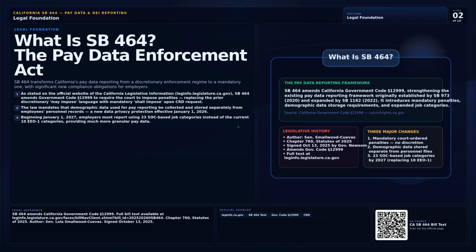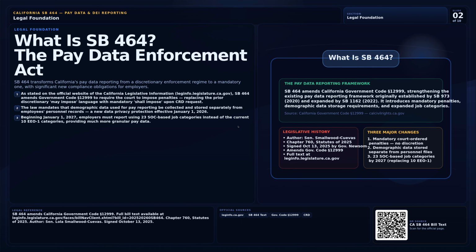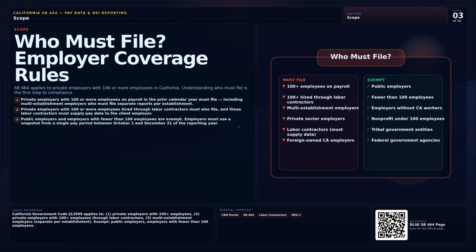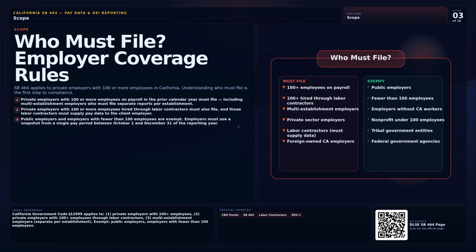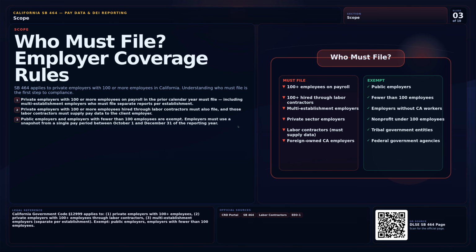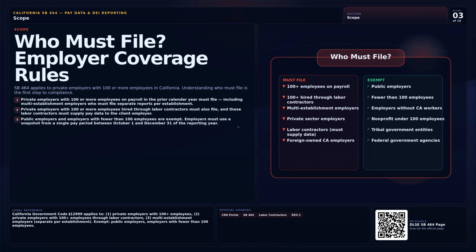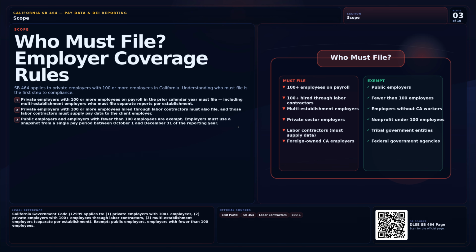Who must file? Let us talk about employer coverage rules under SB 464. SB 464 applies to private employers with 100 or more employees in California. This includes employees on the payroll as well as employees hired through labor contractors. If you have 100 or more employees hired through labor contractors in the prior calendar year, you must file, and those labor contractors must supply their pay data to the client employer for reporting purposes.